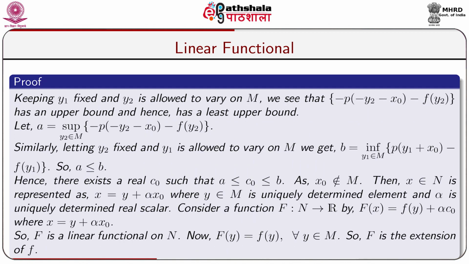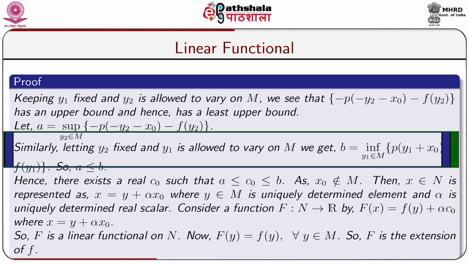Keeping y1 fixed and y2 allowed to vary on M, we see that the set of all elements minus p of minus y2 minus x naught minus f of y2 has an upper bound, and hence has a least upper bound. Let us take A equal to the supremum of the collection of all elements minus p of minus y2 minus x naught, and the supremum is taken over such elements y2 in M.